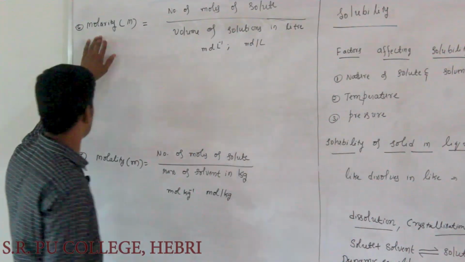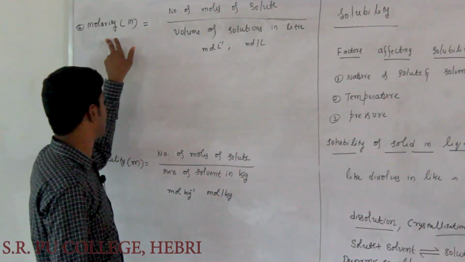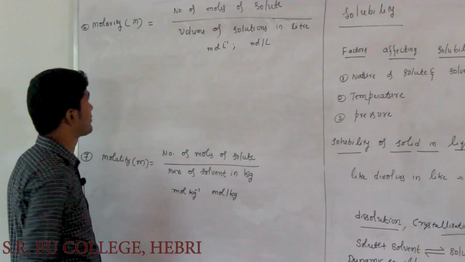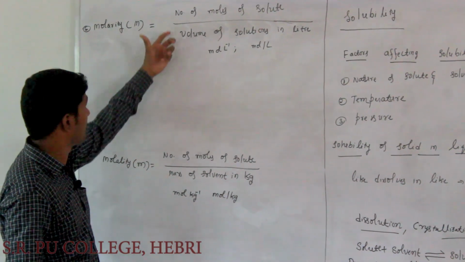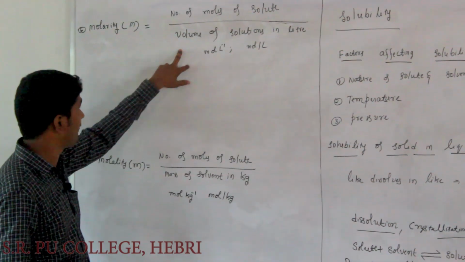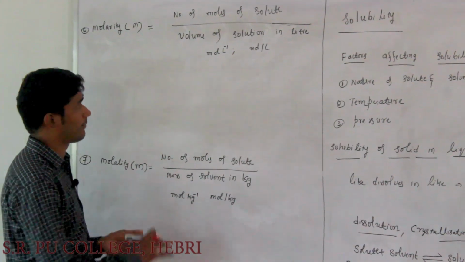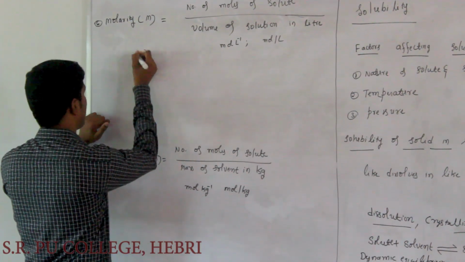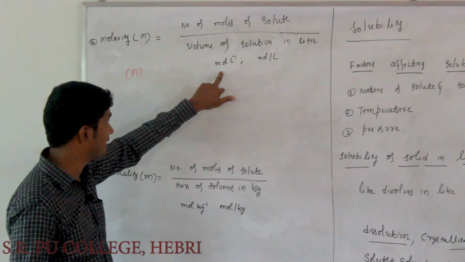The next concentration term, the sixth, is molarity, which is the most widely used concentration term in chemistry. You know the definition of molarity; you studied it in your first PUC classes also. Molarity is defined as the number of moles of solute divided by the volume of solution in liters. It is denoted by capital letter M. It is the symbol for molarity, and its unit is mole per liter.